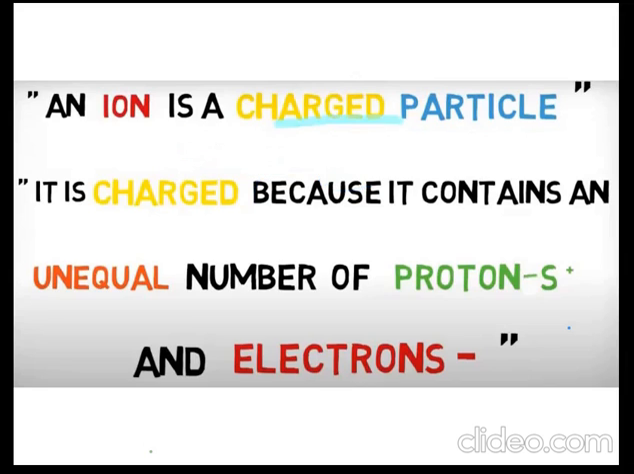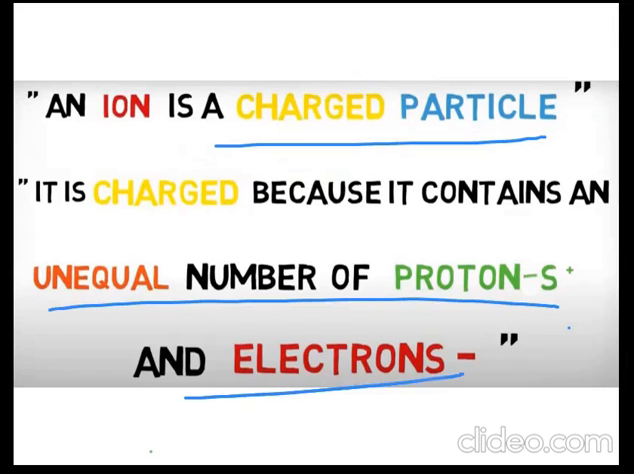Right? So what is an ion? An ion is a charged particle which contains unequal protons and electrons. Means now it is not going to have 10 protons and 10 electrons. It might have 10 protons and 8 electrons. So now what is the charge? Now the charge is, Shubh, 10 minus 8, that is plus 2 charge.